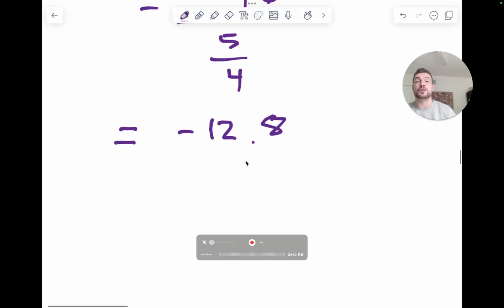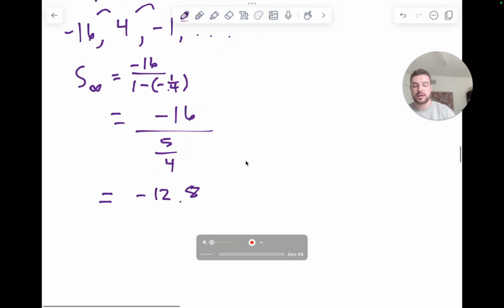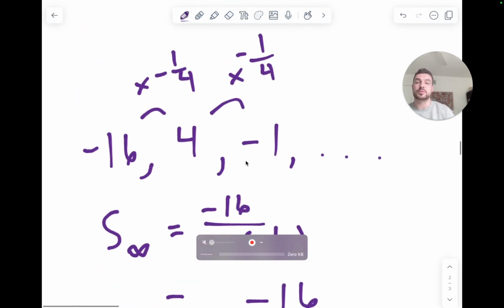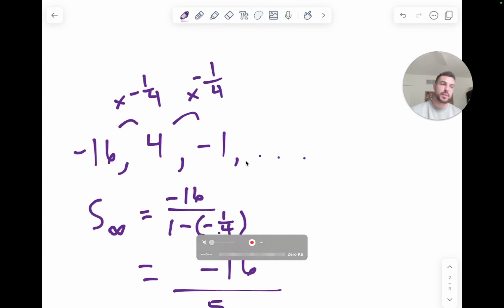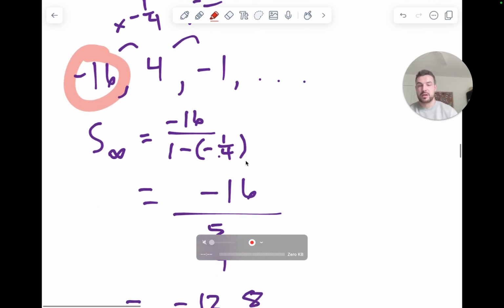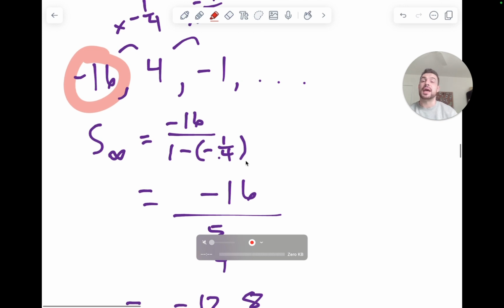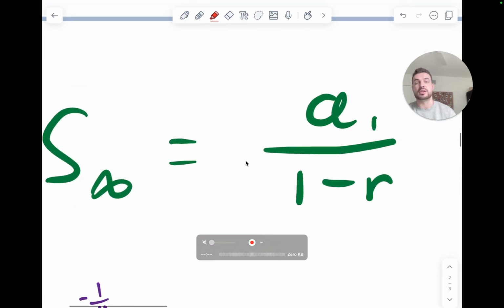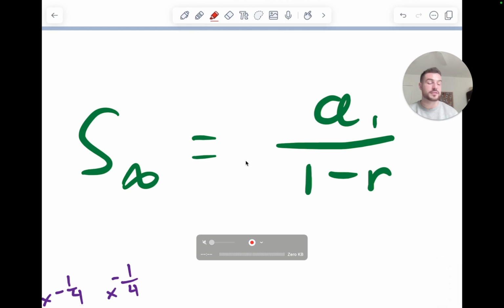Now, that sounds a little bit interesting because our first term is -16, which is more negative than -12.8. But let's remember that the second term is positive, then we have another negative, then a positive, then a negative, then a positive. So that doesn't mean that the sum is necessarily going to be more negative than -16. Just a quick recap: we can calculate an infinite series, but only for geometric series when the R value is between -1 and 1. And when it is, we can use this formula to approximate its value.